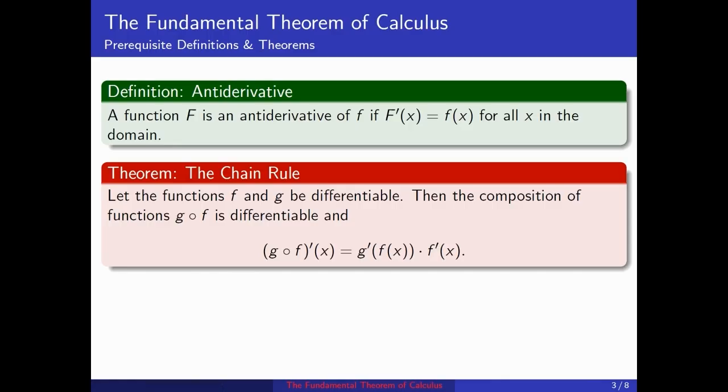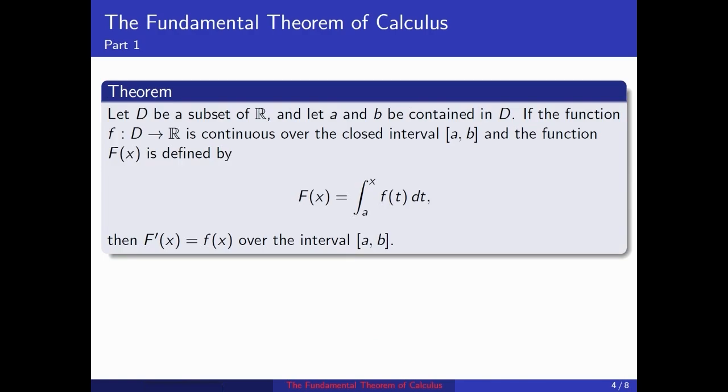We also have the chain rule. Let the functions f and g be differentiable. Then the composition of functions g of f is differentiable, and the derivative of g of f of x is equal to g prime of f of x multiplied by f prime of x. The chain rule allows us to easily calculate the derivative of a composition of functions.